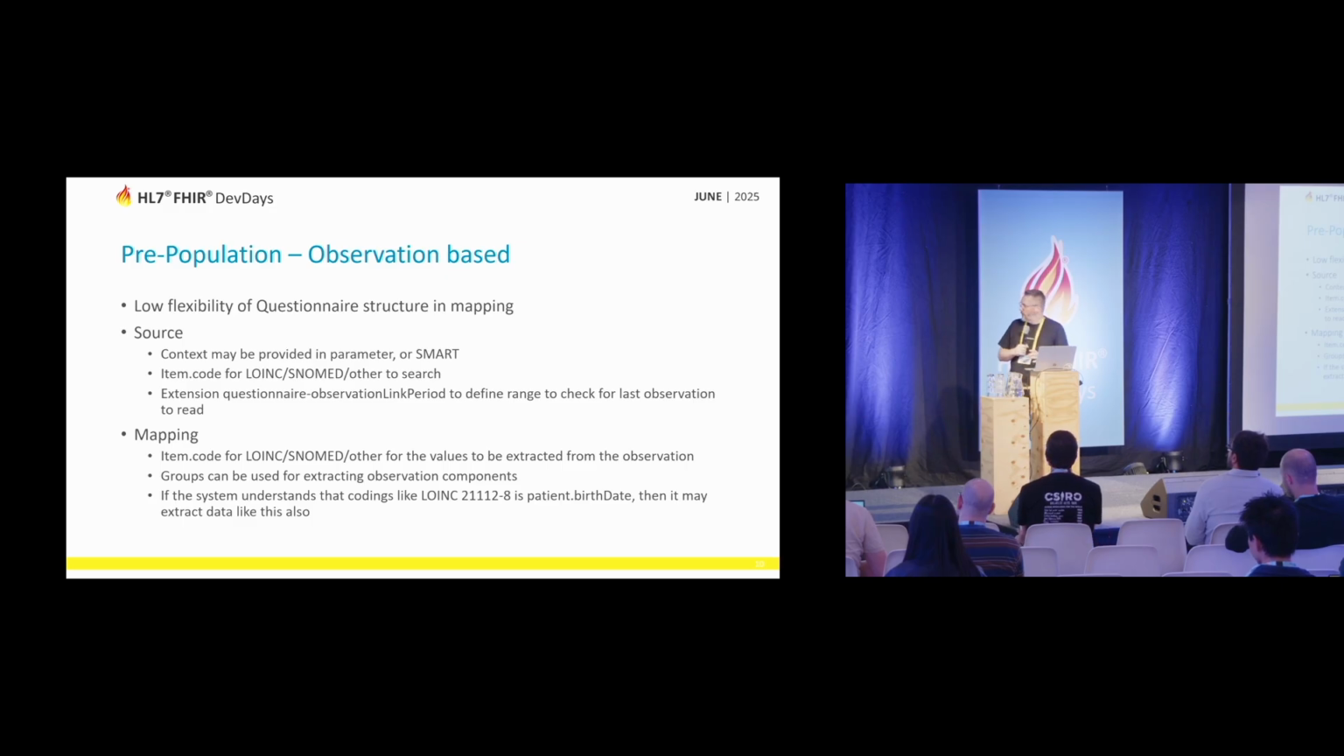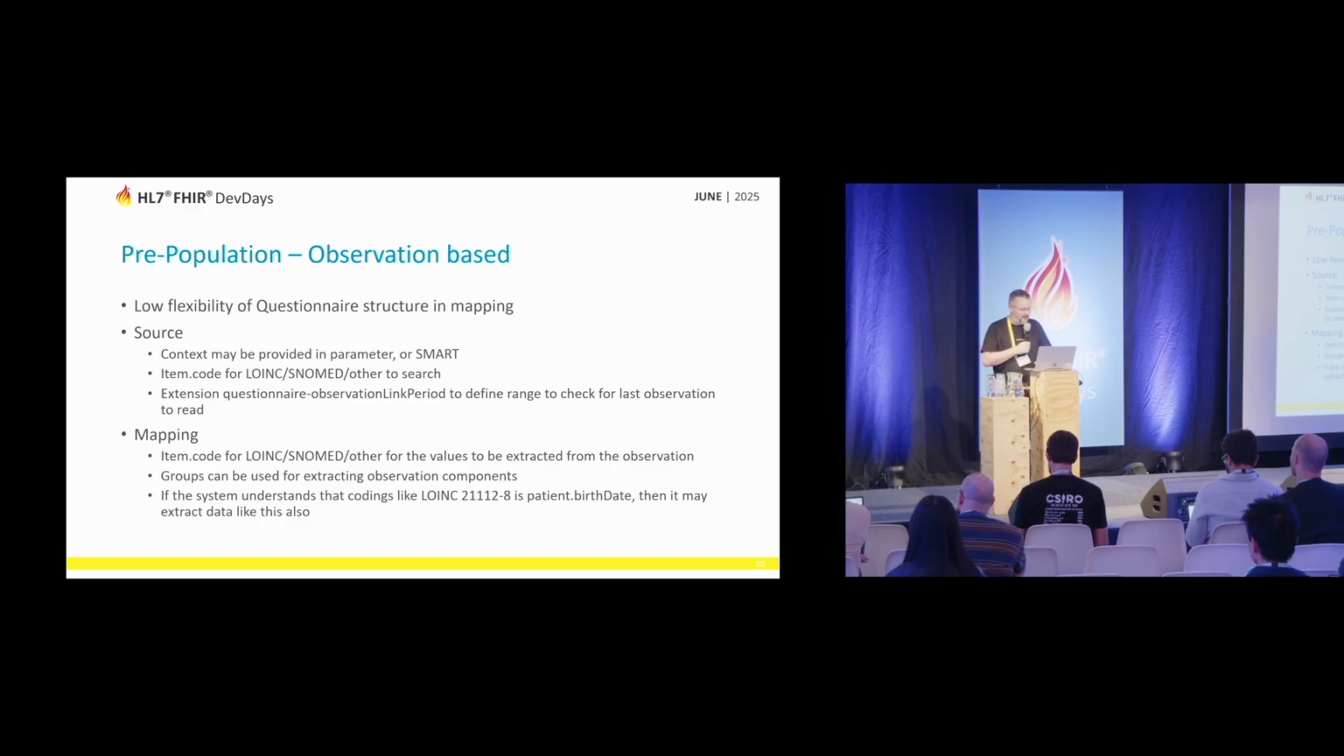So I will do a little bit of a demo for some of this. The observation-based method is the lowest flexibility, but it's also the lowest effort. If all you're dealing with is observations, the observation technique is really cool. All you do is indicate that the source is coming from item.code, and say which coding, whether it's LOINC or SNOMED or some other internal code, and then indicate, go and look for the observation link period, which is go and look in the last 6 months and find any observations that have this code.